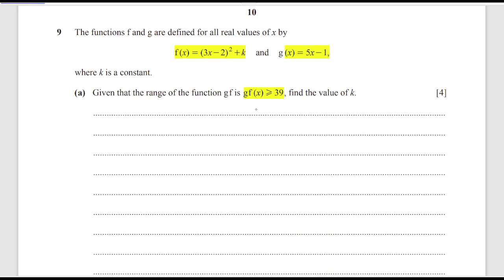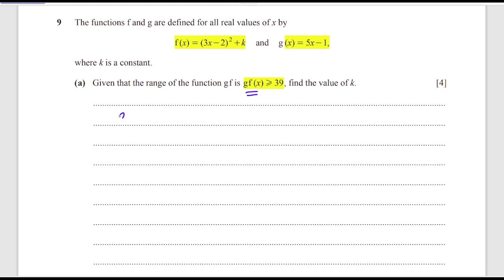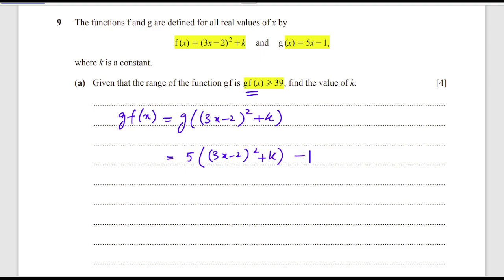Now first we will find gf of x to find the value of k. So gf of x is simply the composition of the functions g and f. The concept of composition is to replace the inner function by its expression. f of x is 3x minus 2 whole square plus k. Then substitute this value of x into g of x. So the composite function is to replace x in g of x by this expression. It's 5 times 3x minus 2 whole square plus k, and write minus 1 as it is.